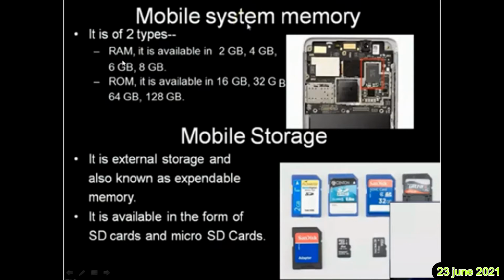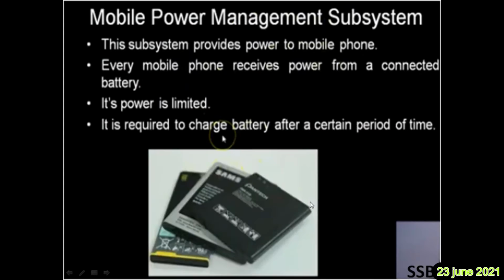Then the mobile system memory, you can see here your memory card. It is of two types here. RAM is available in GBs, 2 GB, 4 GB and so on. ROM, read only memory, is available in 16 GB, 32 GB and so on. Here it is shown how exactly your mobile memory will be there. Then the secondary storage, it is external storage and also known as expandable memory. It is available in the form of SD cards and micro SD cards. These all are memory cards. You are very much familiar with these.